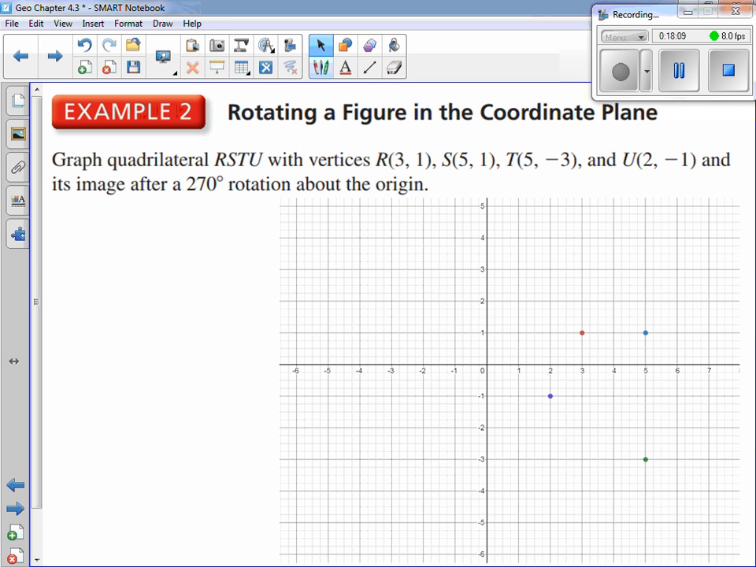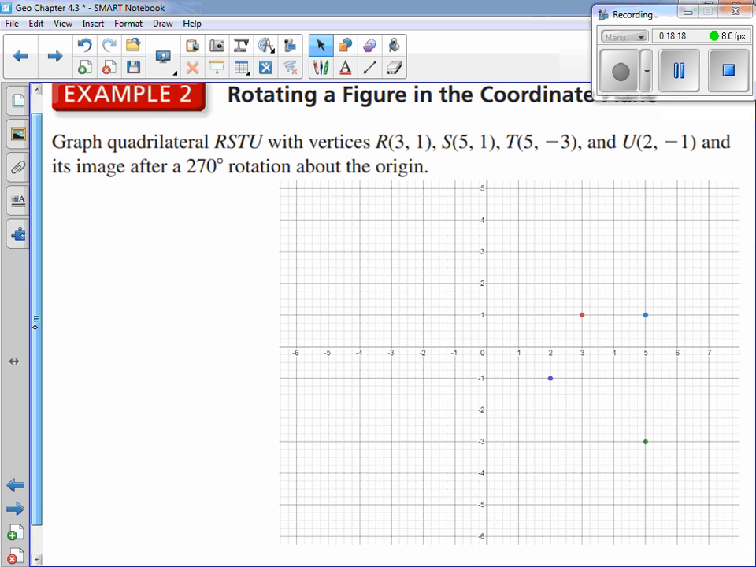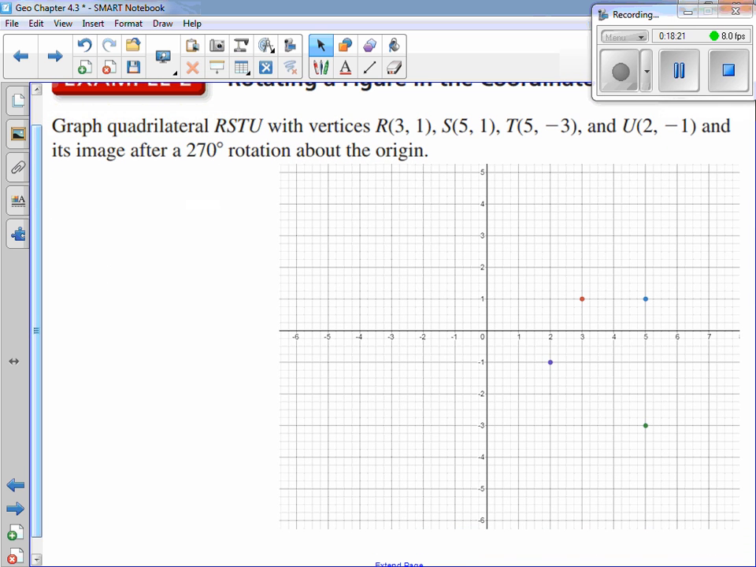Graph the quadrilateral RSTU with vertices 3, 1, 5, 1, 5, negative 3, and 2, negative 1, and its image after a 270-degree rotation. Now, it's probably hard to see on your graph, I realize that. But there should be 4 points already on there. I think once I drew that in, it's a little bit easier to see where it's located, yes? So that's our starting points.